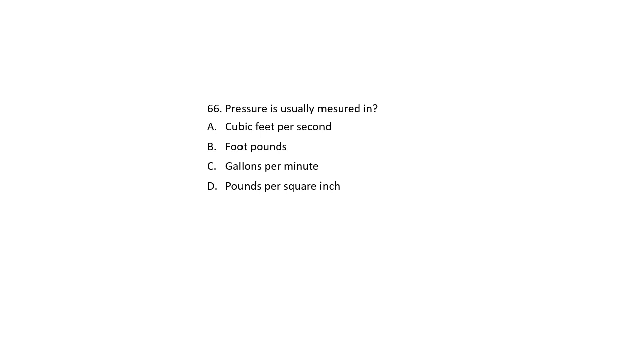Pressure is usually measured in cubic feet per second, foot pounds, gallons per minute, or pounds per square inch. The answer is pounds per square inch. Cubic feet per second is flow. Foot pounds is a unit of torque or energy. Gallons per minute is also flow.